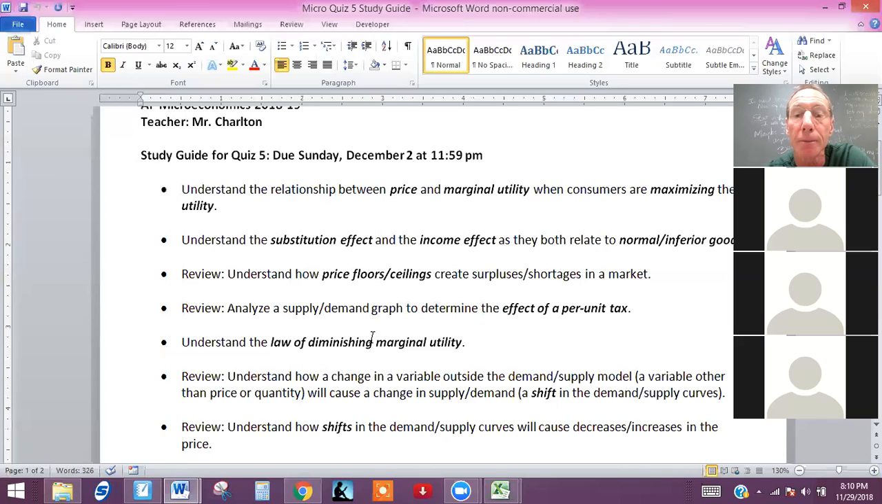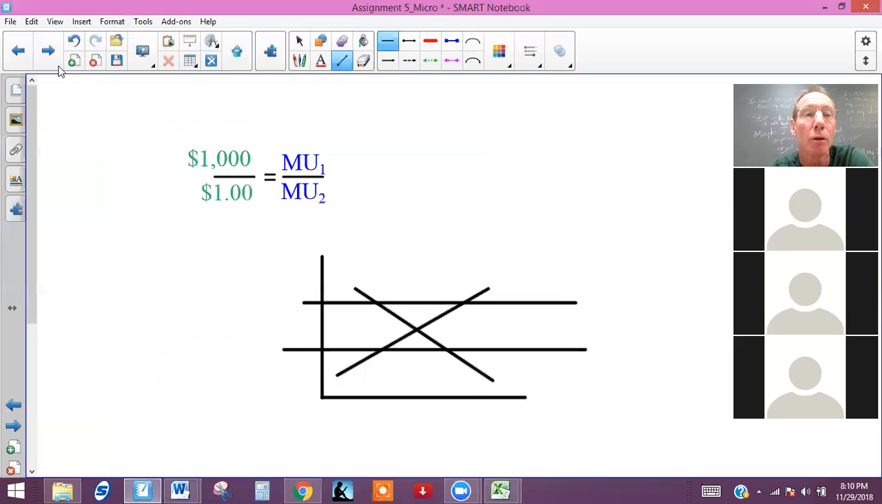Understand the effect of a per unit tax. Now we did a problem with that, so you shouldn't have any difficulty with that at all.